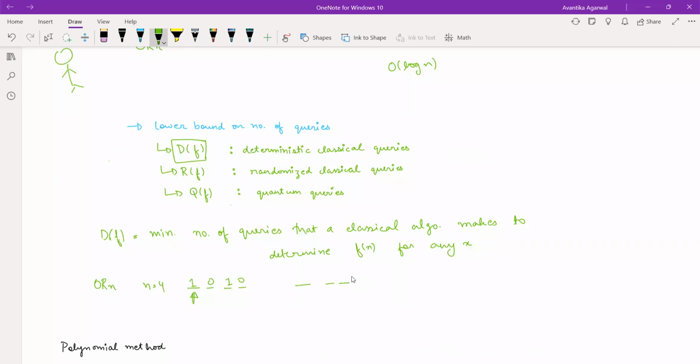But for this string, I will need to query each of these bits before I'm able to conclude that there is really no 1 in this string. And hence I should output a 0.